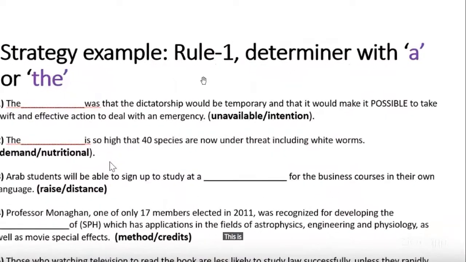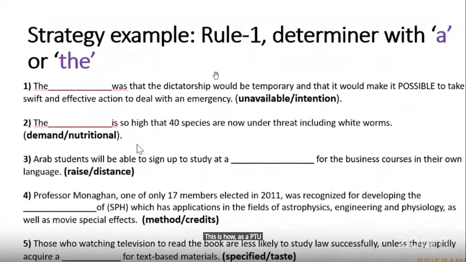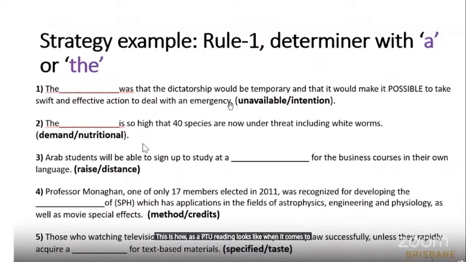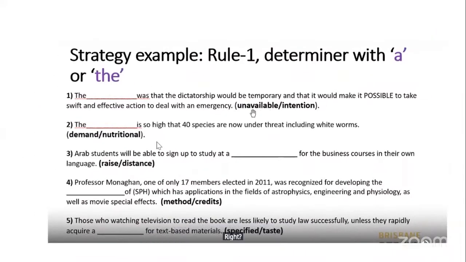This is how the PTE reading looks when it comes to fill in the blanks, right? See, this is, of course, ABLE, this is a noun, this is an adjective. ION, this is a noun. So if you are able to distinguish the difference between mainly the adverbs, adjectives and nouns, I'm sure that you're going to nail the PTE very well.